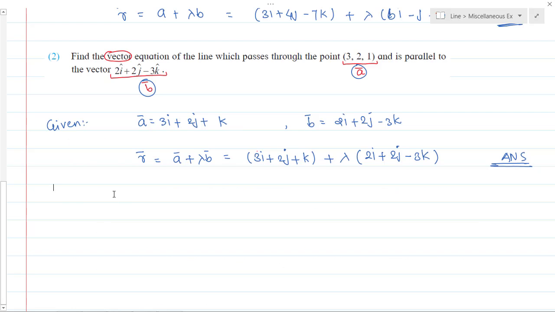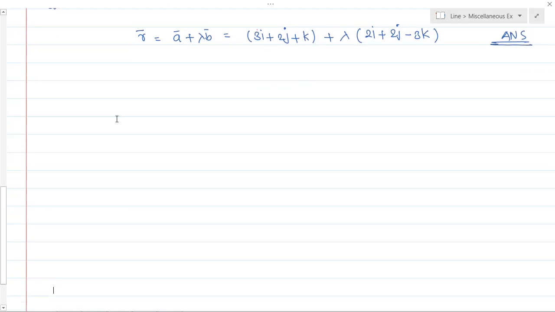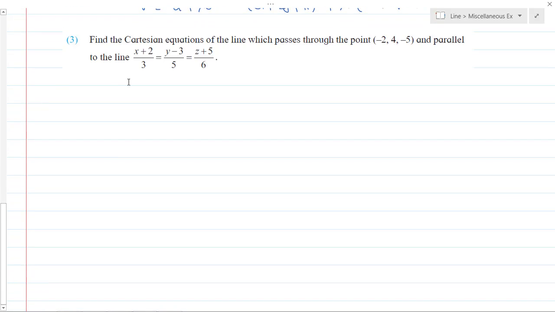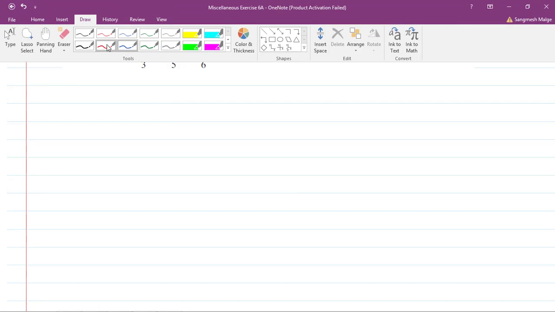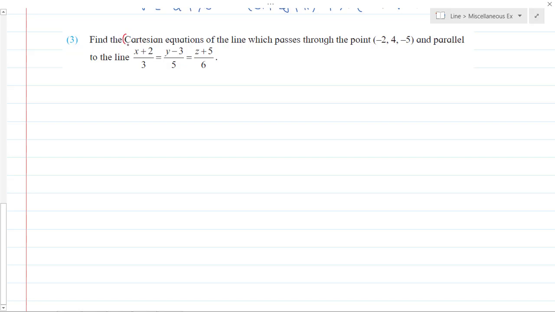Perfect. Okay, let me have the space here. Okay, let's paste this question. Now let's find the Cartesian equation. Find the Cartesian equation of the line which passes through the point.